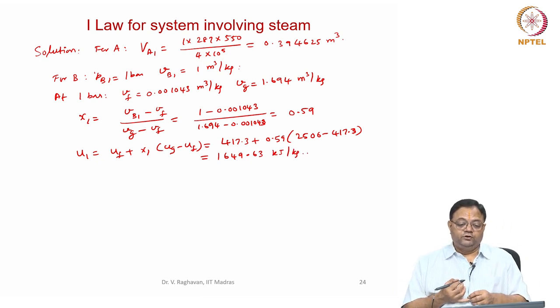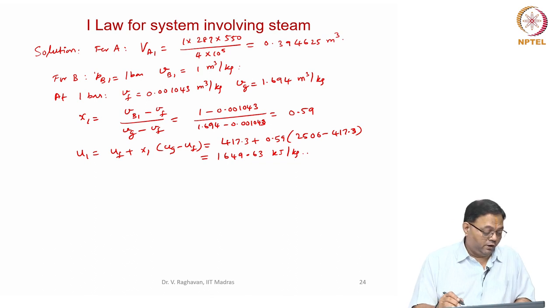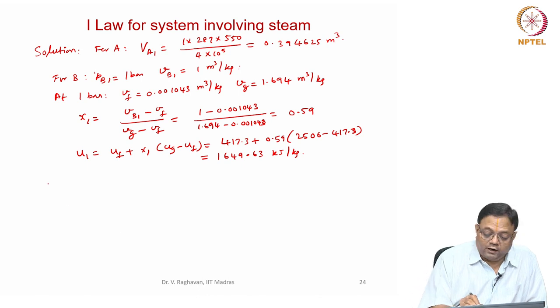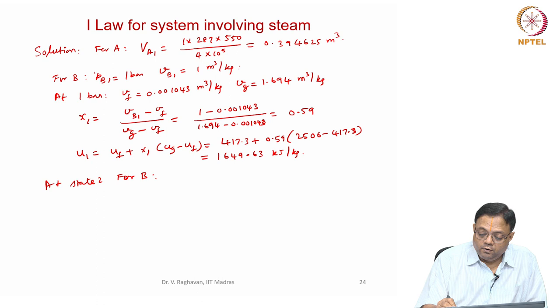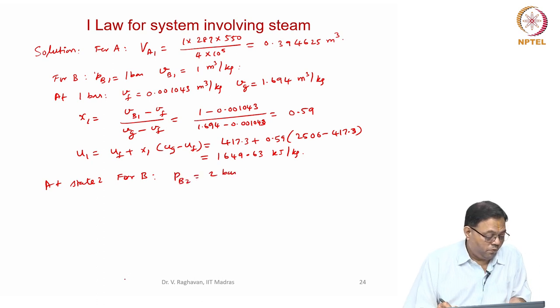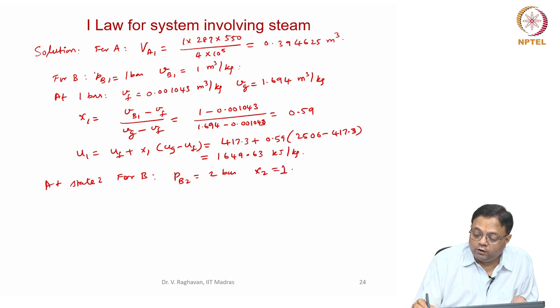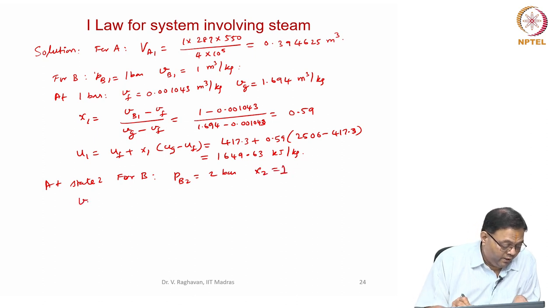That is, the initial state is fixed for the steam. Okay, now at state 2 for B, PB2 equal to 2 bar, and it is given that X equal to 1, that is X2 equal to 1. That means V equal to what?